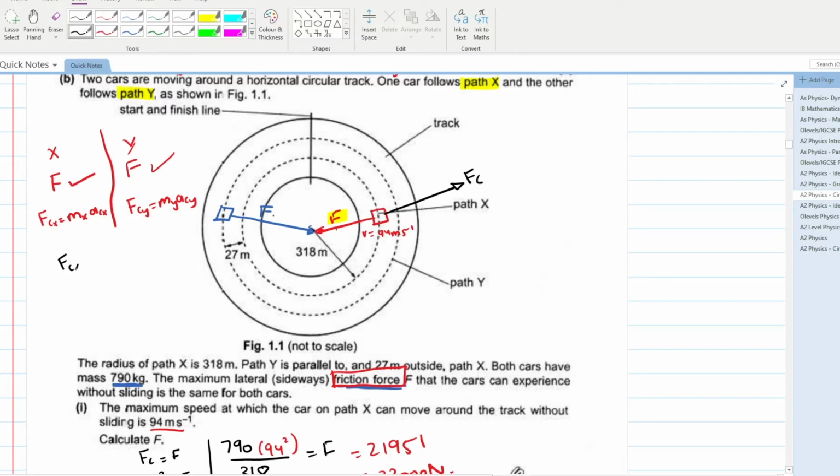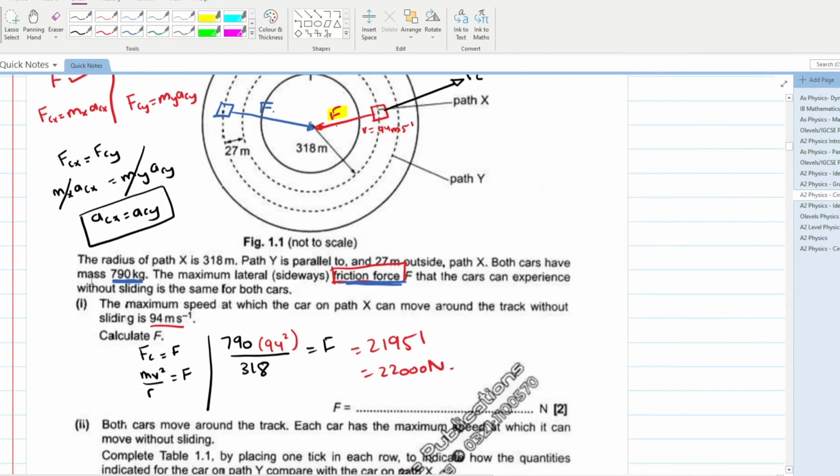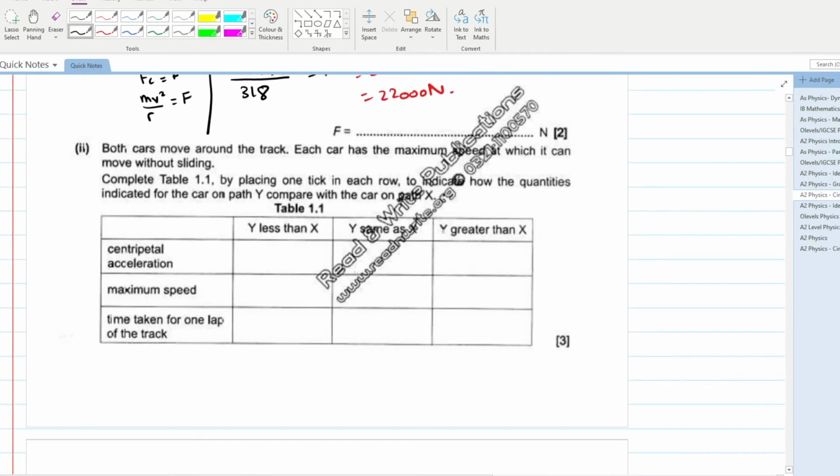Let's equate that. Centripetal force of x is equal to the centripetal force of y. Mass of x into the acceleration of x is equal to mass of y into the acceleration of y. This mass and mass get cut out. Centripetal acceleration of x is equal to the centripetal acceleration of y. This is how you derive the answer for the first part. So the centripetal acceleration of both the cars is the same.